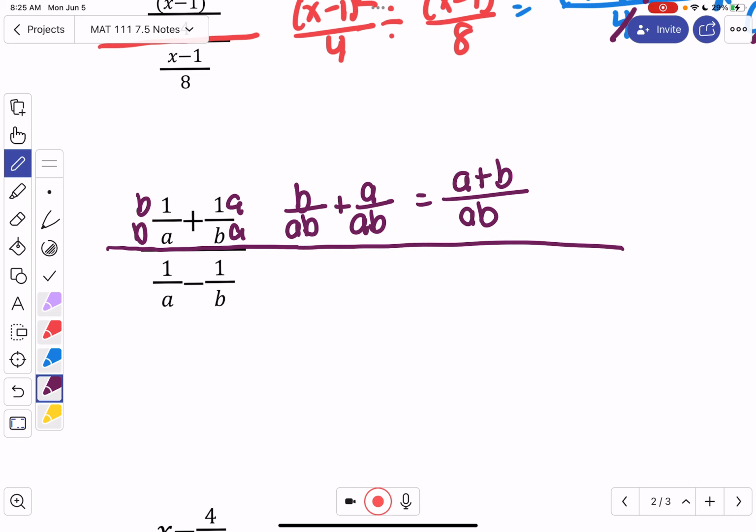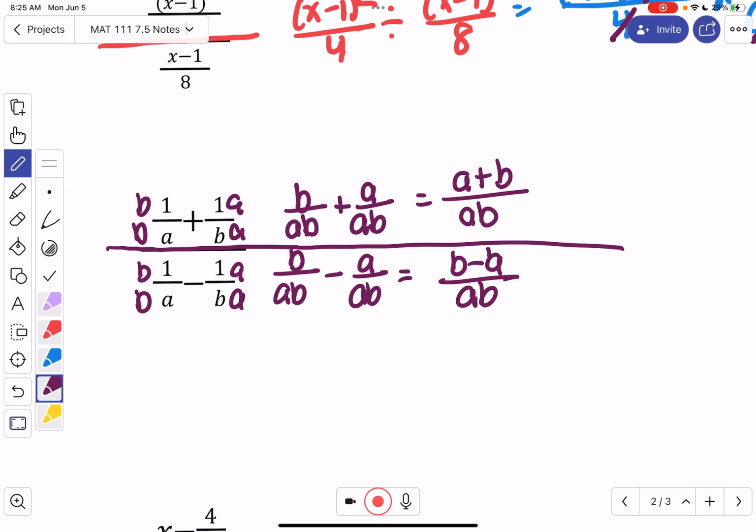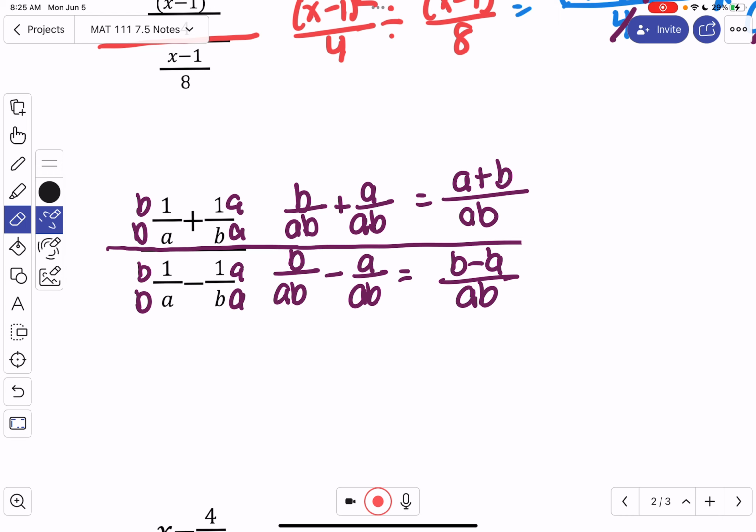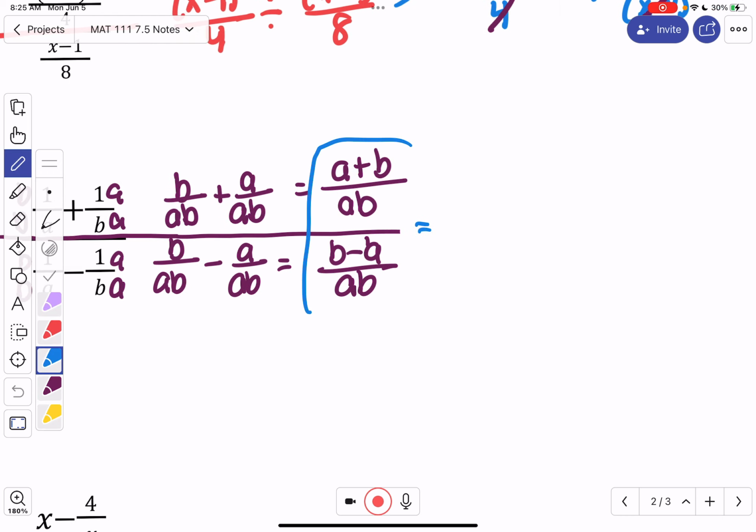So now we have a new numerator. Let's do the same thing on the bottom. Multiply this by b. So we get b over ab. Multiply this by a. So we get a over ab. And if we put those together, we get b minus a over ab. So now we have the two fractions, so we can rewrite this as a division problem: a plus b over ab divided by b minus a over ab.